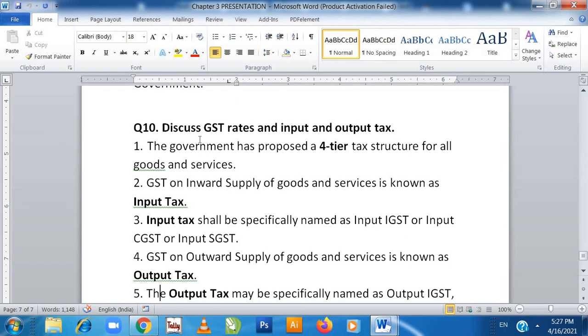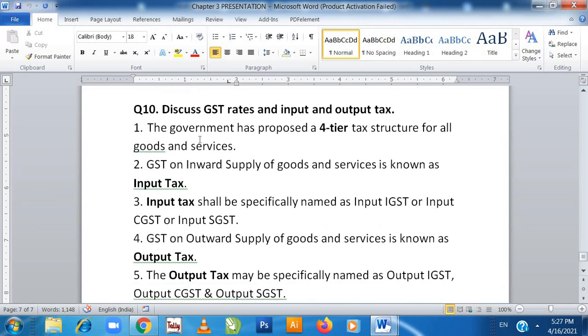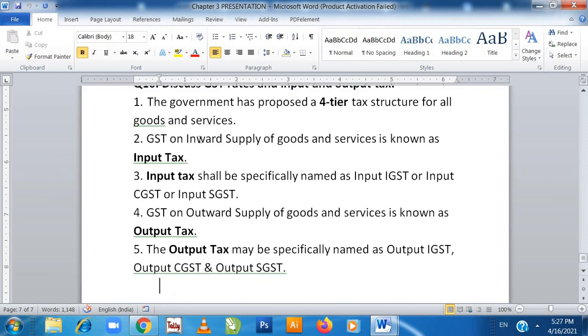Now GST on outward supply, that is exactly the opposite of inward supply. Outward supply of goods and services is known as output tax, and here output tax may be specifically named as output IGST, output CGST and output SGST.